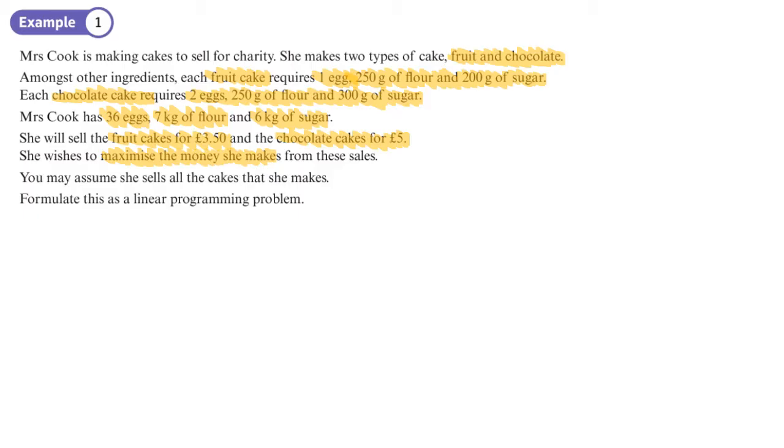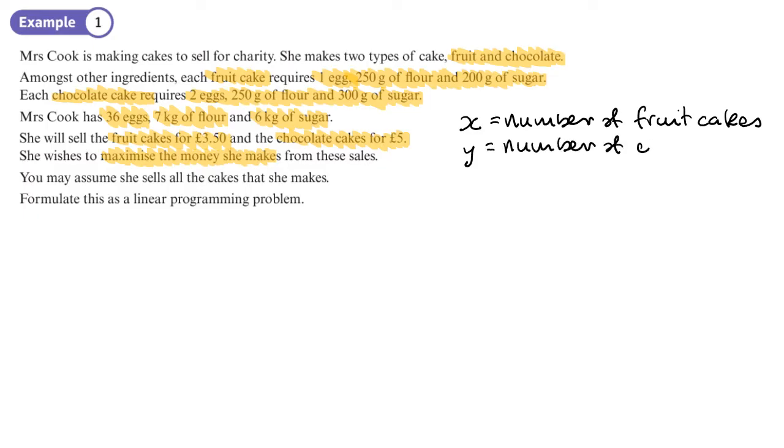So the first thing I need to do is decide what my decision variables are going to be. This problem is all about the number of cakes she needs to make. How many fruit cakes, how many chocolate cakes, given the constraints she has, given the ingredients, how can she maximize the amount of money she's going to make from the sales? So first of all, I'm going to use X to stand for the number of fruit cakes that she sells, and I'm going to use Y for the number of chocolate cakes.